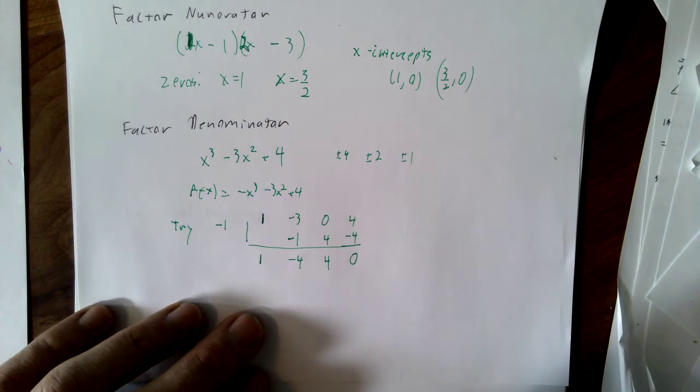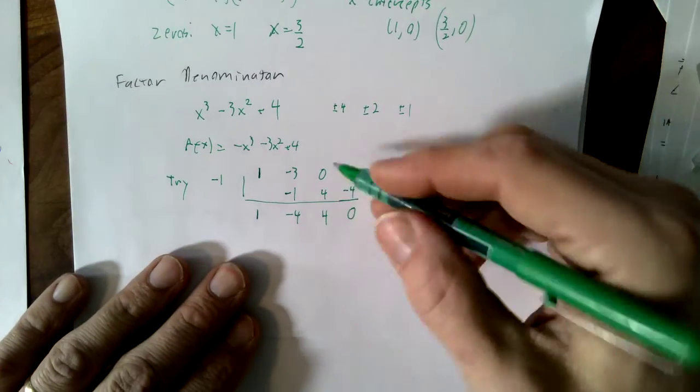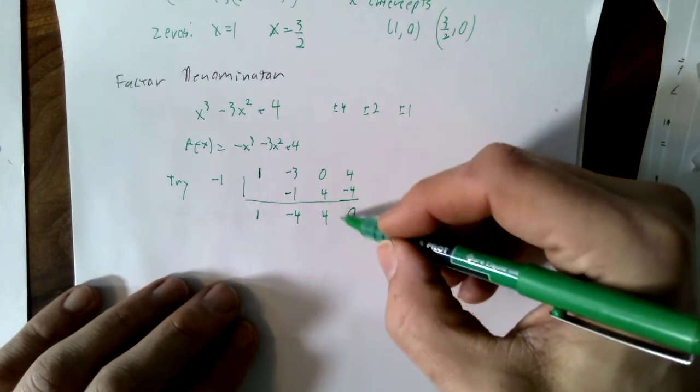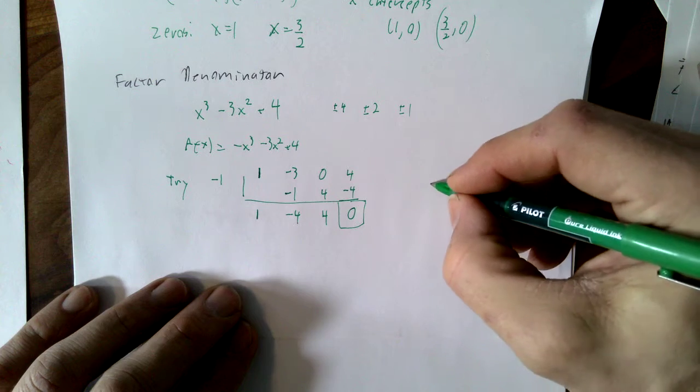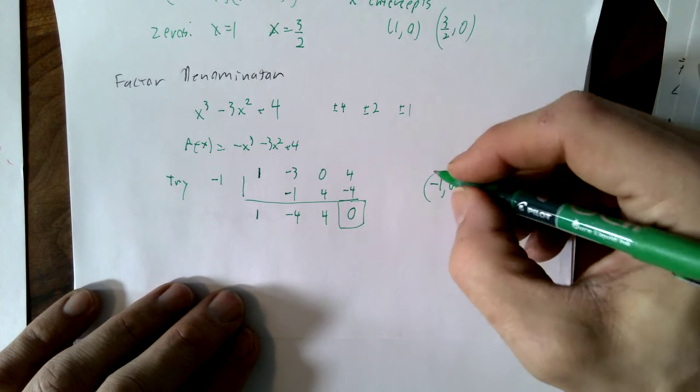Happened to be the first one I tried. Honest, I didn't peek, but try and find one that works, and I did. This being 0 means that -1 comma 0 is one of the zeros of the numerator.